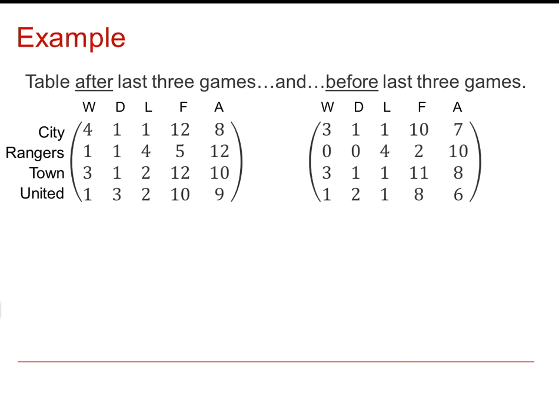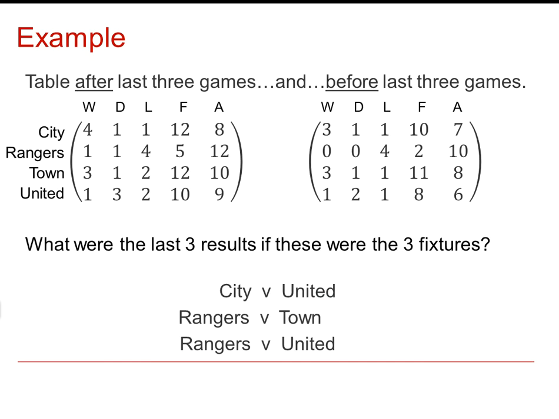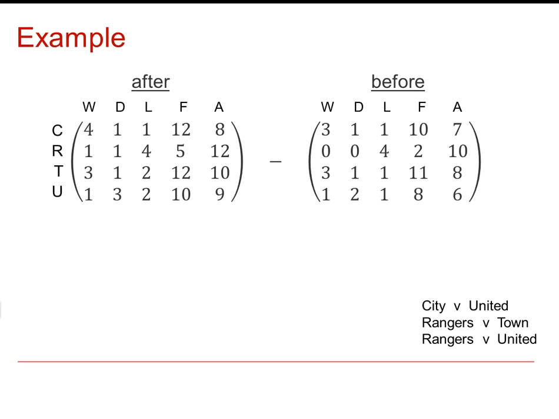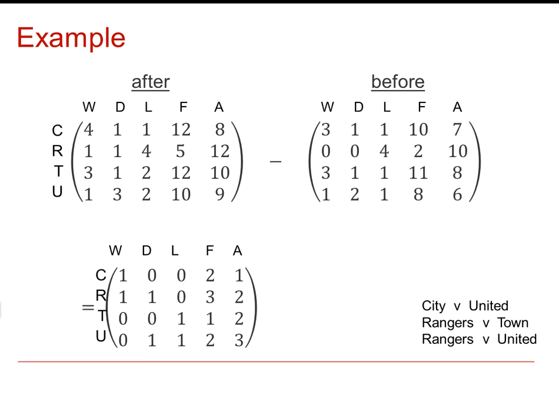We now turn our attention to a problem that can be solved using matrices. So here we have two matrices that represent the position after the last 3 games and before. What we're asked to do is to work out what were the last 3 results if the fixtures were as given. Well, we could do that by trying to inspect it. However, if we subtracted the two matrices, that will give us the position of change. So taking the matrix for before away from that from after gives us the change that has taken place. That's a simple process to do. I'm sure you can check that that is the solution that you would get.